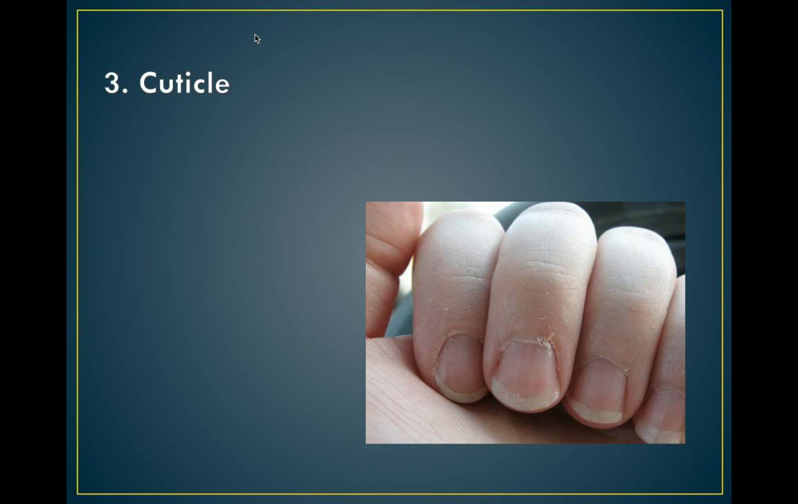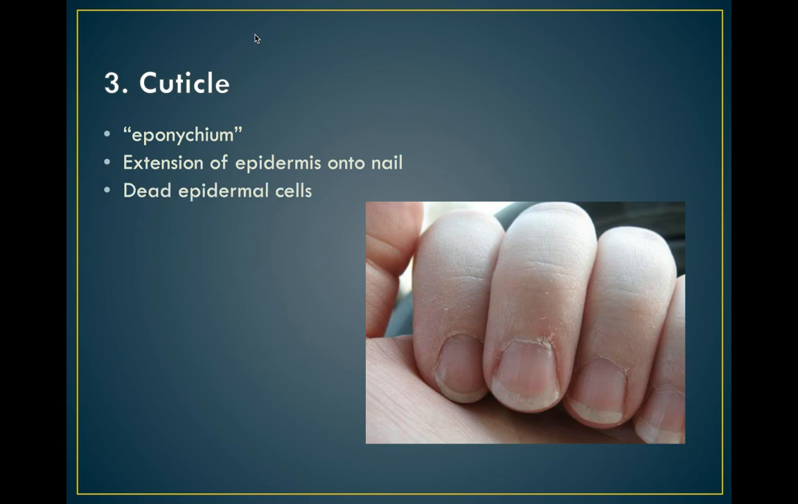The cuticle, or eponychium, is an extension of the epidermis onto the surface of your nail. So it's all dead epidermal cells, keratinized dead cells, which is why if you've ever trimmed your cuticles, it really doesn't hurt. And it's really there as a protective, waterproofing mechanism.